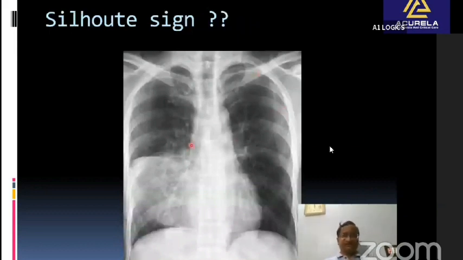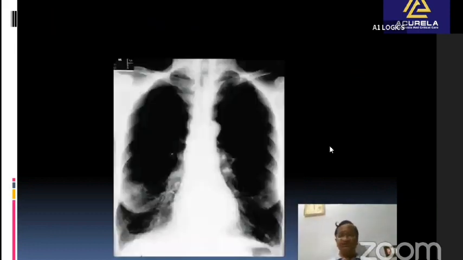I will go to the silhouette sign. There is a shadow. Now, is it in the same plane as the heart or in a different plane? That is what is called the silhouette sign. If it is in the plane of the heart only, then this border is not very clear. If this shadow is a bit clearer and demarcated, then the disease is not in the plane of the heart.